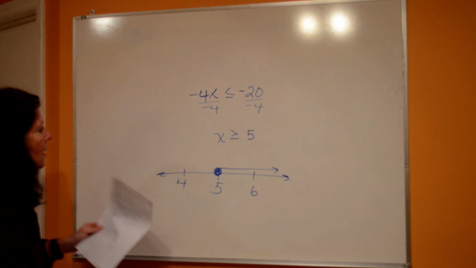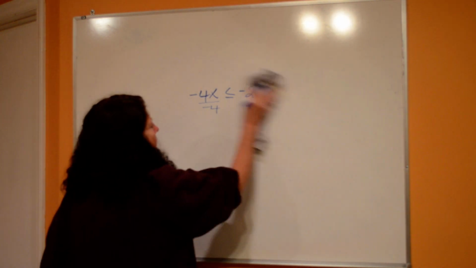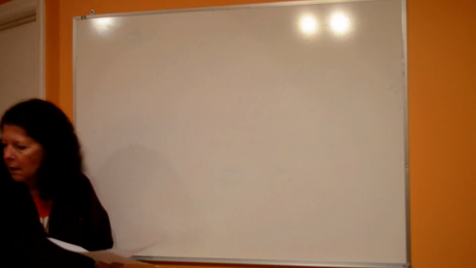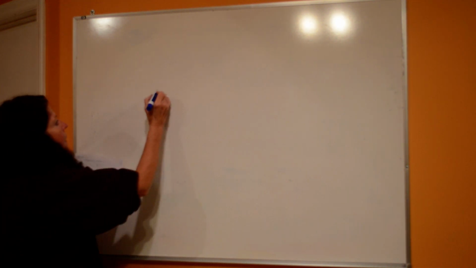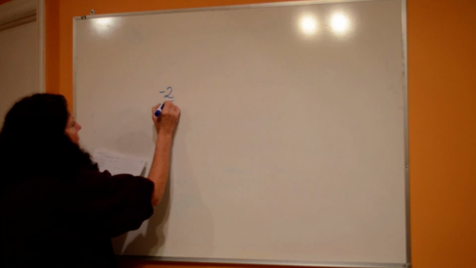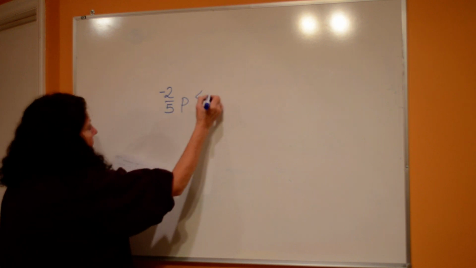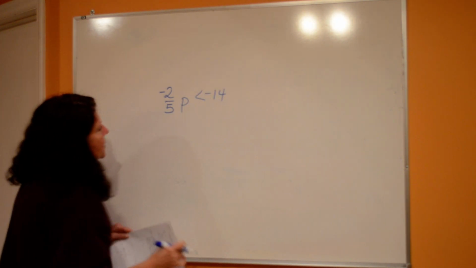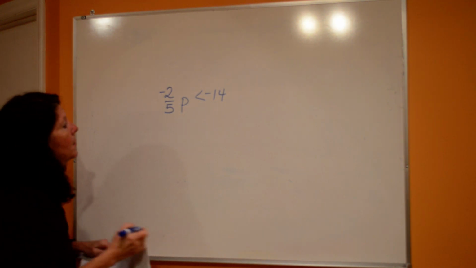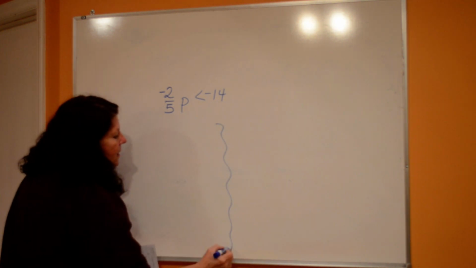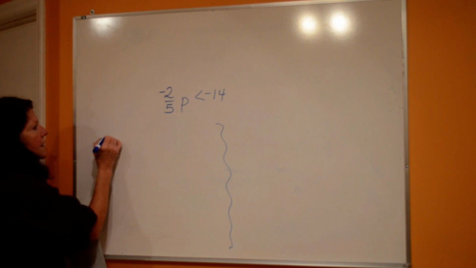direction. All right, let's do a couple that are a little bit harder, just mathematically. Same concept, but a little bit more complicated. -2/5 p is less than or equal to -14. Now you can do this problem in two different ways, and so I'm going to split the board and do it in the two different ways.